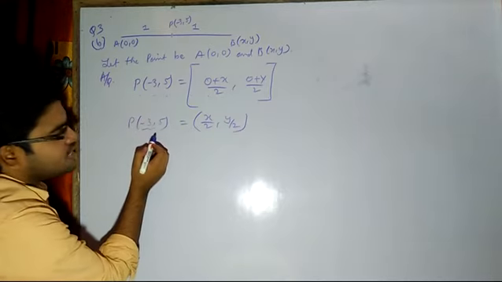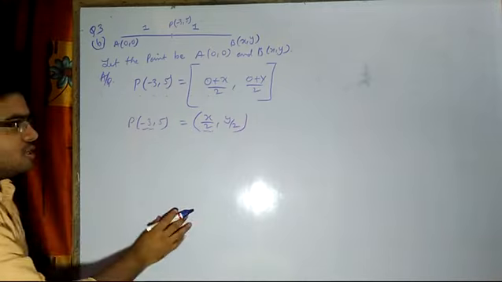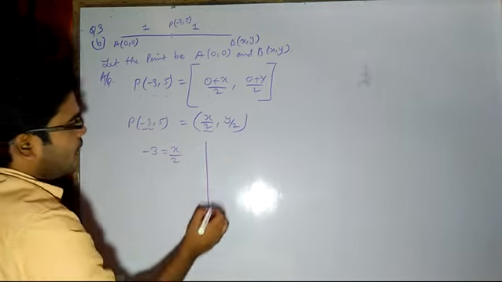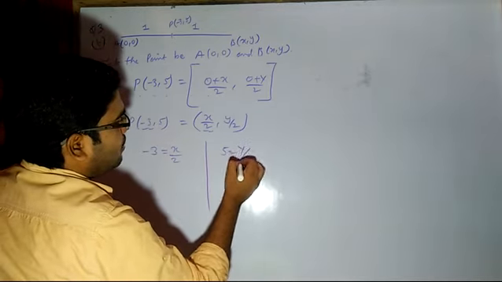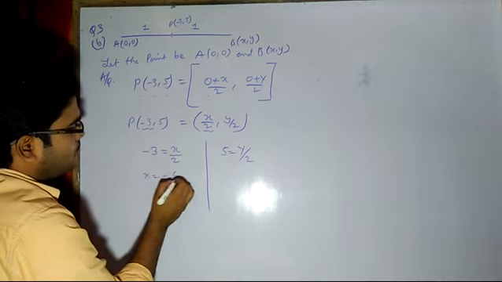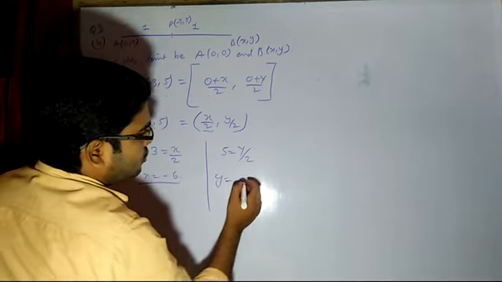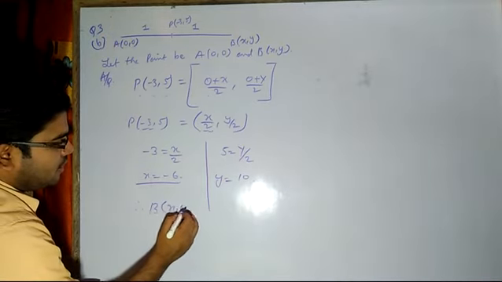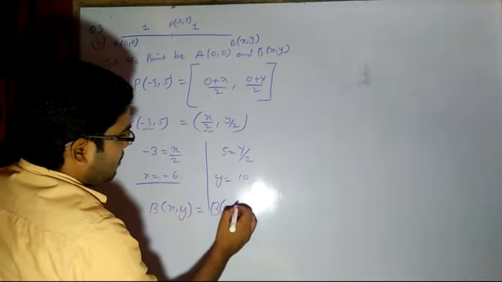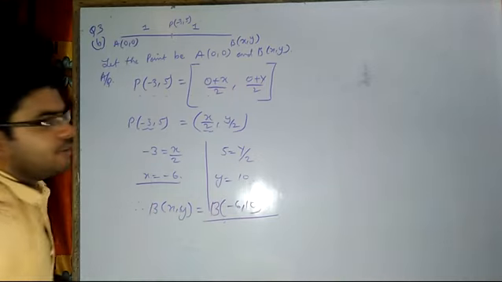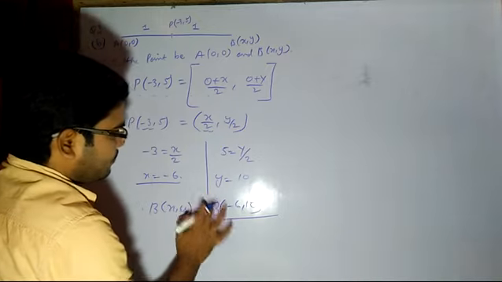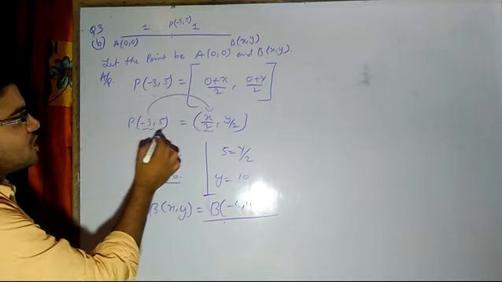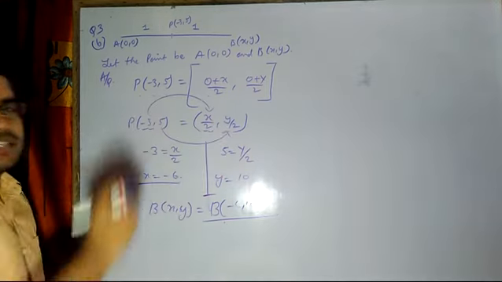Now this represents the abscissa. Here also this represents the abscissa. So we can write minus 3 is equal to x by 2 and 5 is equal to y by 2. So x will be equal to minus of 6, y will be equal to 10. So therefore you can write B(x, y) is equal to B(-6, 10). So this will be your answers. In this way you are going to write, in this way you are going to find the values. You have to compare abscissa with abscissa, ordinate with ordinate and get the value.